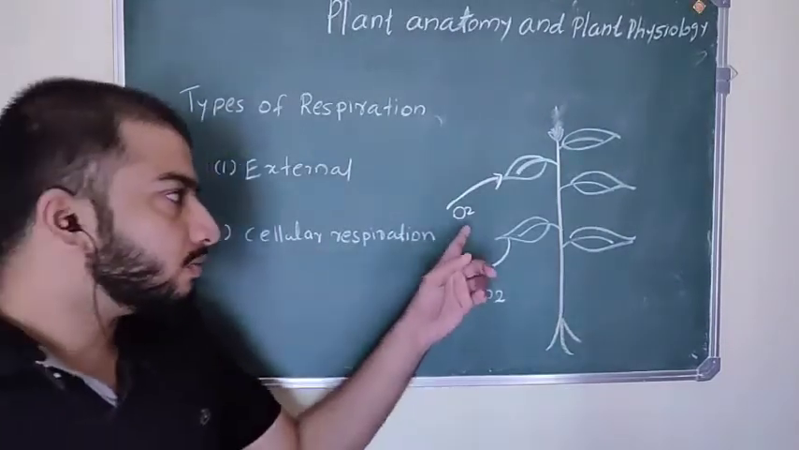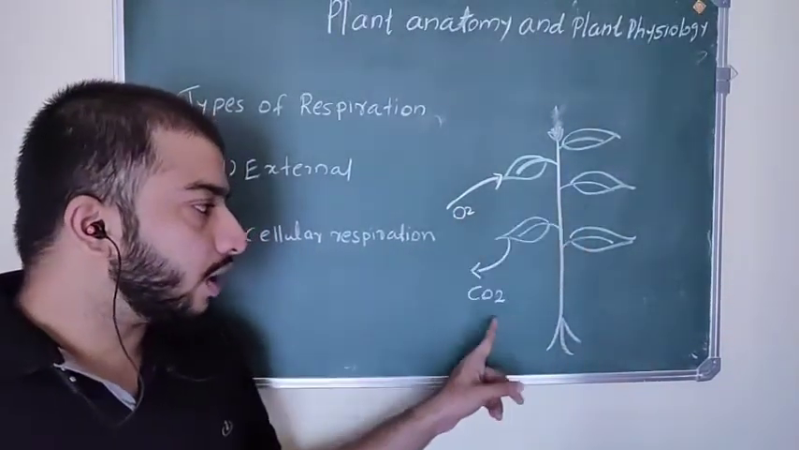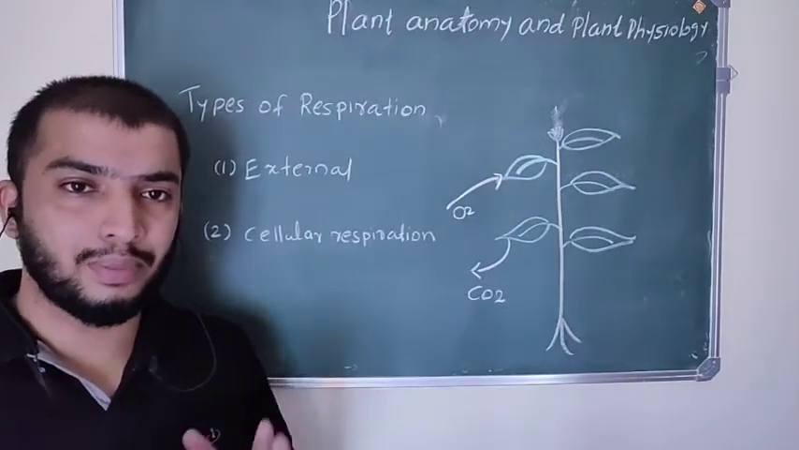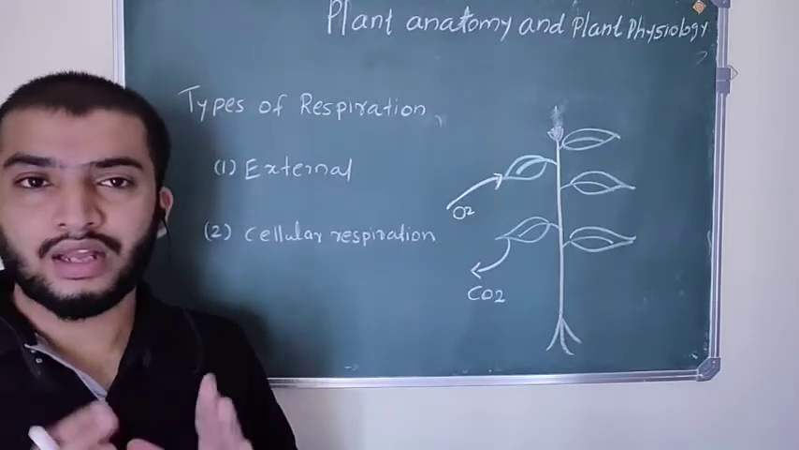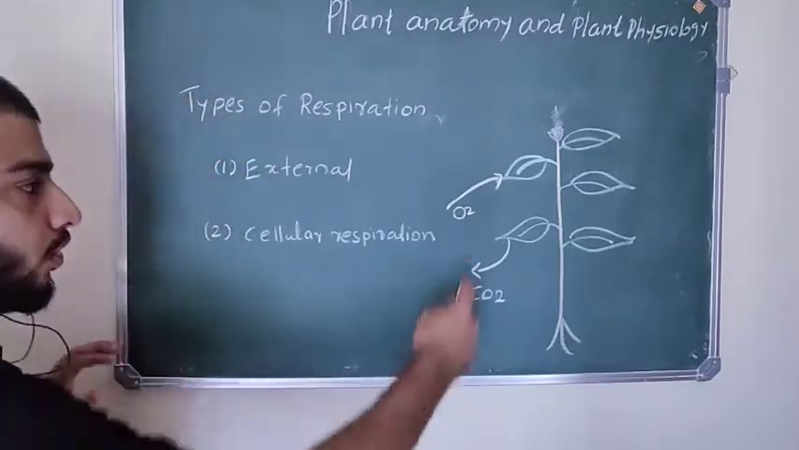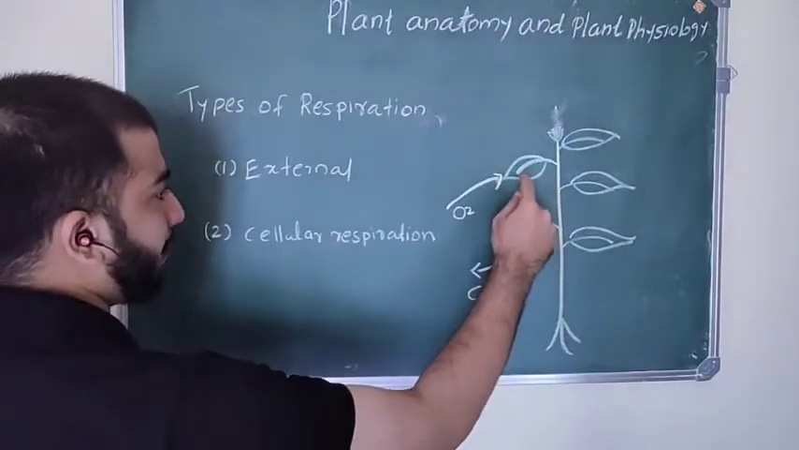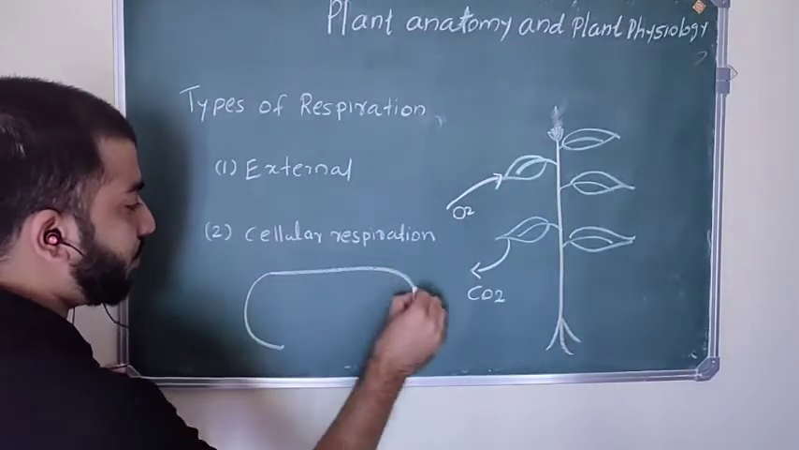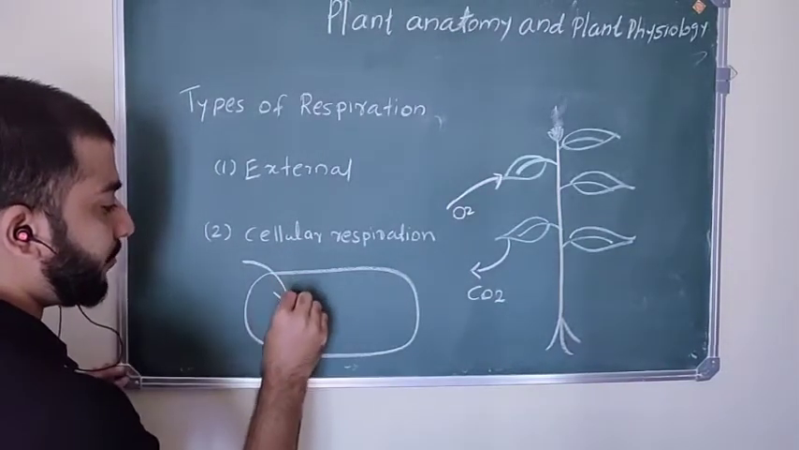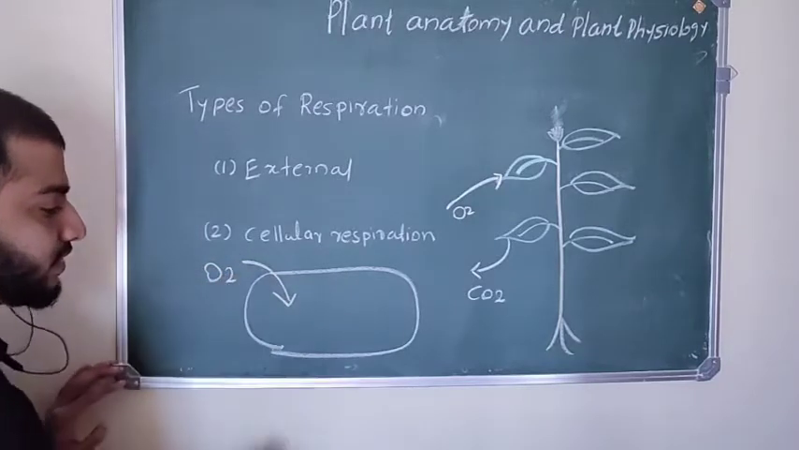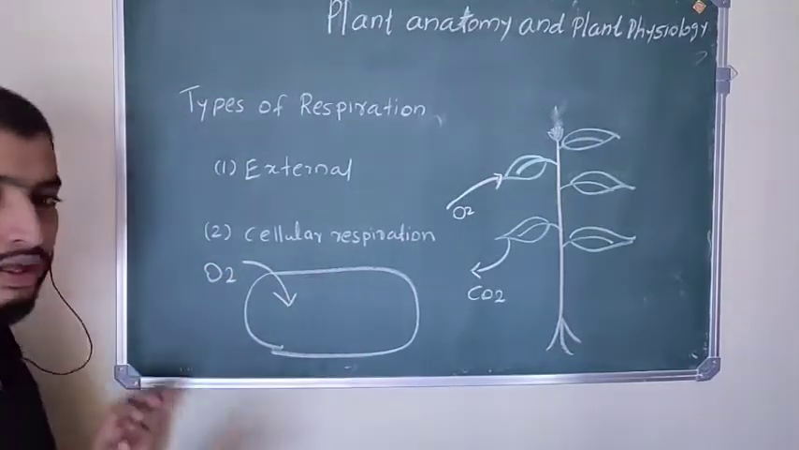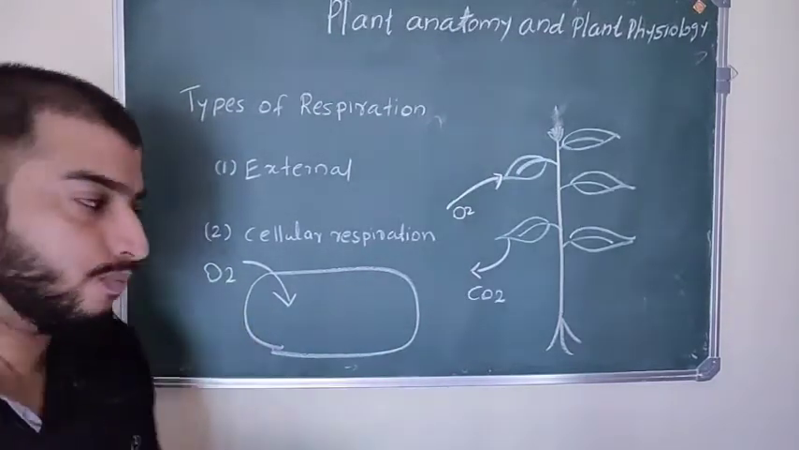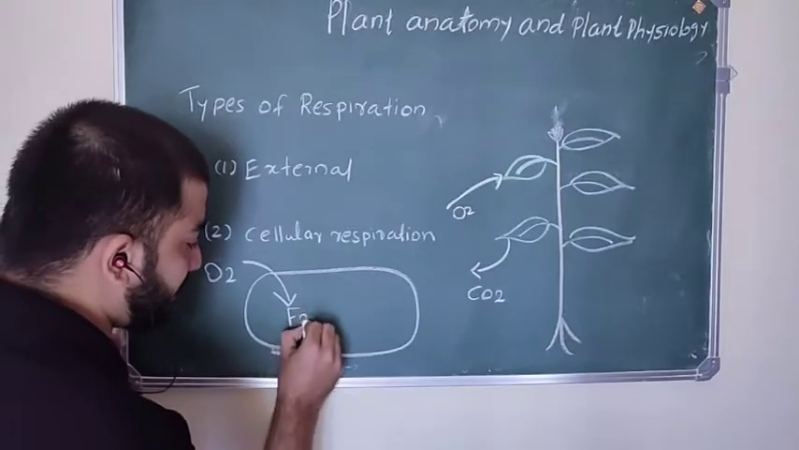My question: where is this oxygen going, and how is this carbon dioxide formed? What is happening inside the plant or animal body? That is called cellular respiration. The oxygen which we have taken, or which plants have taken inside, goes inside the cell. Inside the cell, what can you see? Food. After photosynthesis, plants store the food. So food is here inside the cell.